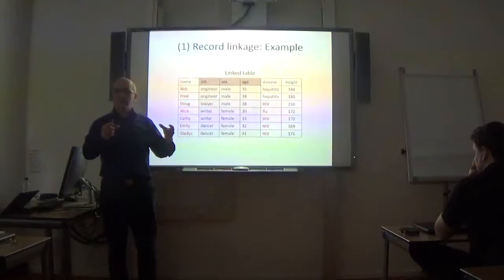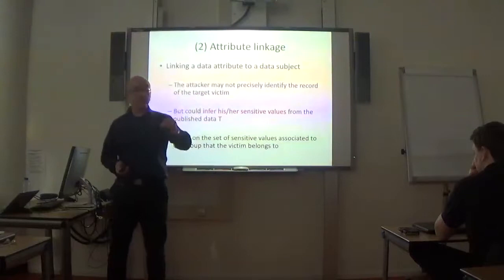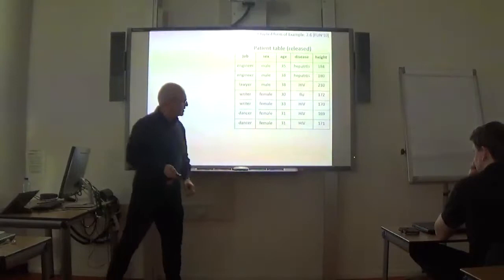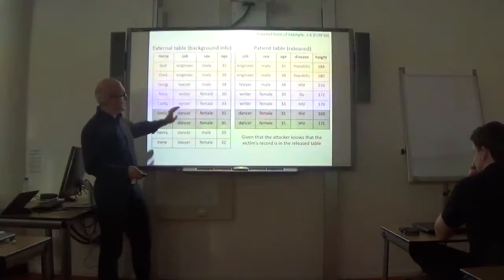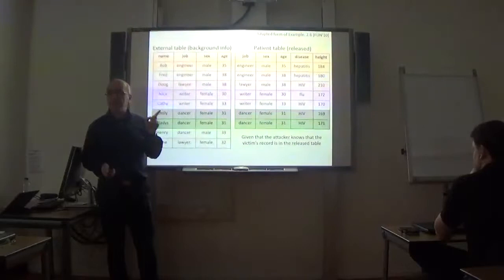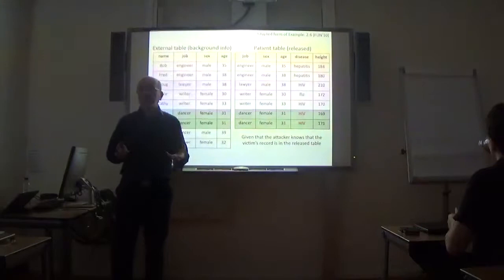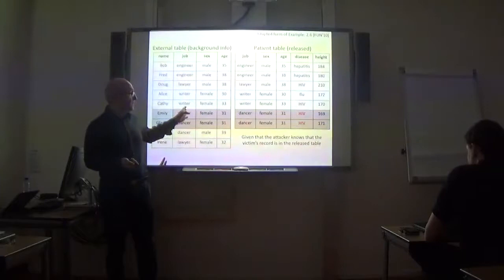Okay, then we go one step further. It's called attribute linkage. Sometimes it is difficult to identify the exact record per person. For example, in this example, I changed the age to 31 here. Same story, you go back to the Gemeente Rotterdam, and you see two people having the same attributes. So you cannot say which row is Emily or which row is Gladys. But still you can identify some private information about these people. And what is that? HIV. Both of them have HIV. So in this way, you understand what kind of disease either of them has. That is called attribute linkage.